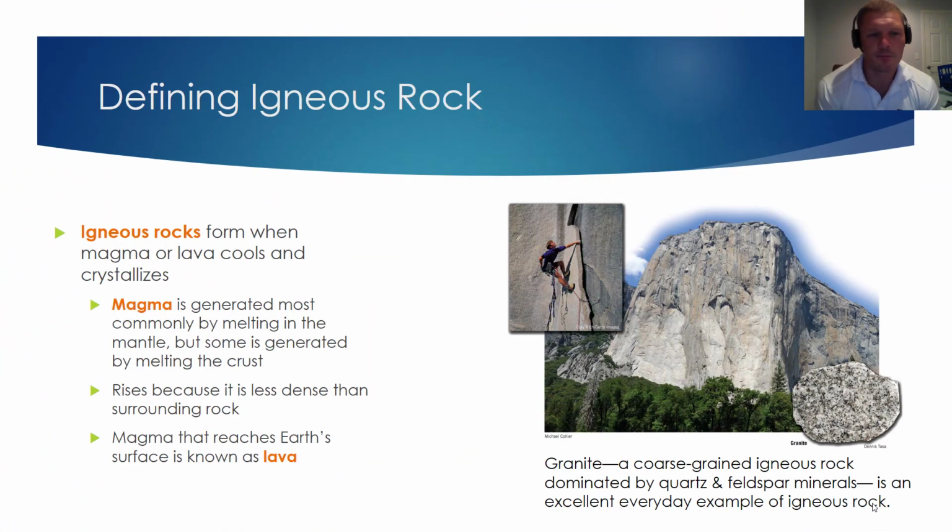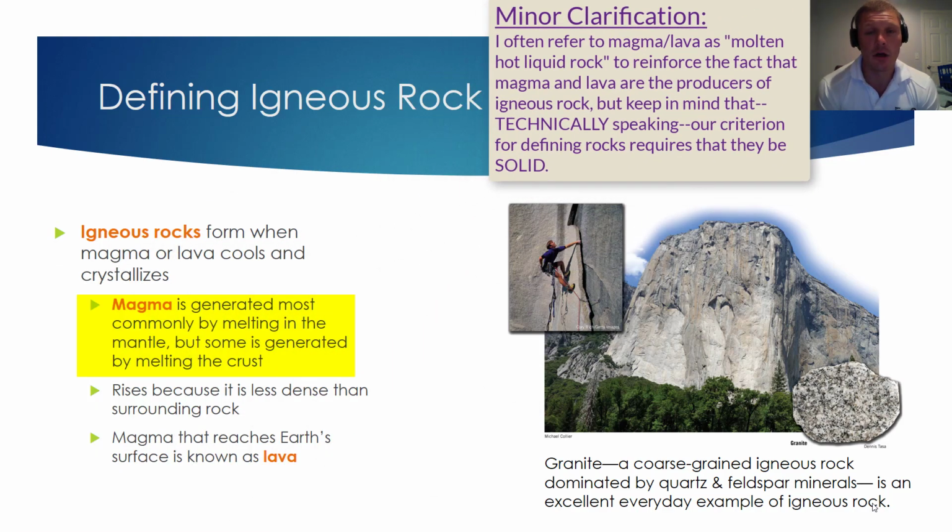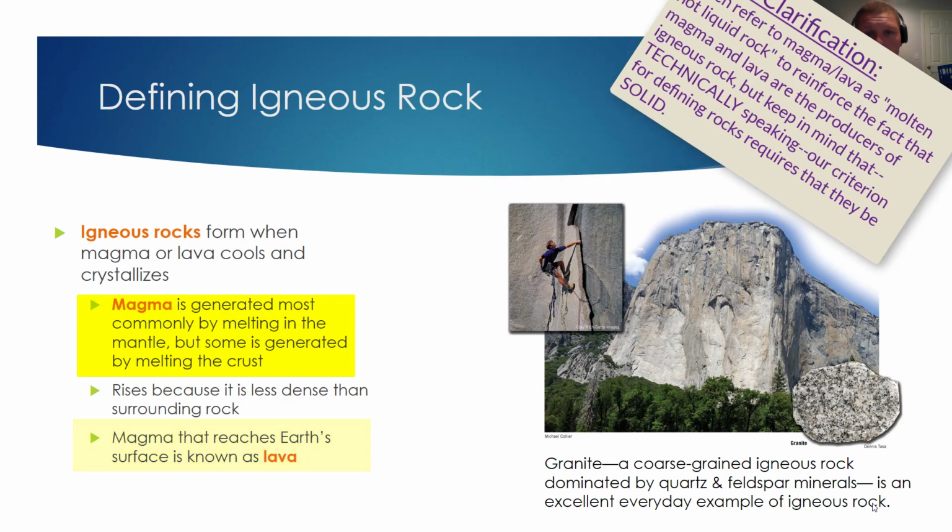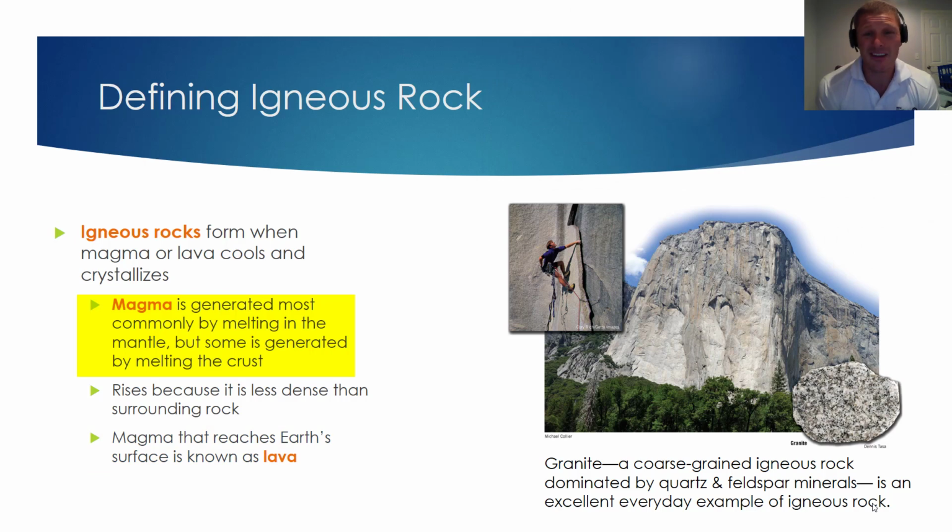Let's start off with some definitions. Igneous rock forms when either magma or lava cool and crystallize. Magma typically originates by melting in Earth's mantle, and remember, for us to call it magma, it must be molten hot liquid rock below Earth's surface. Lava is also molten hot liquid rock at extremely high temperatures, but lava is magma that has reached Earth's surface.